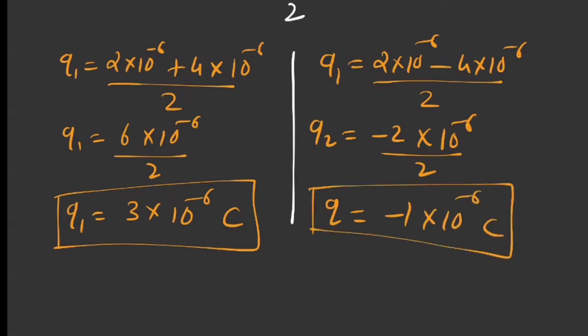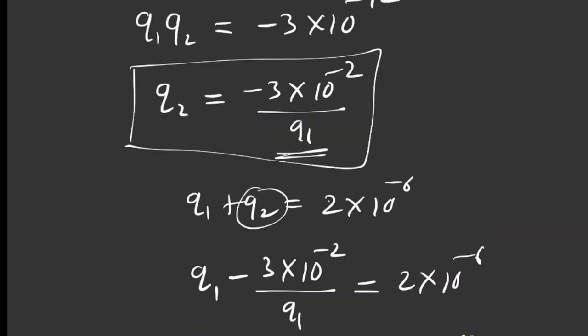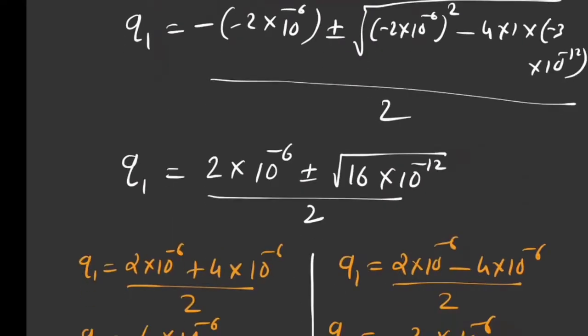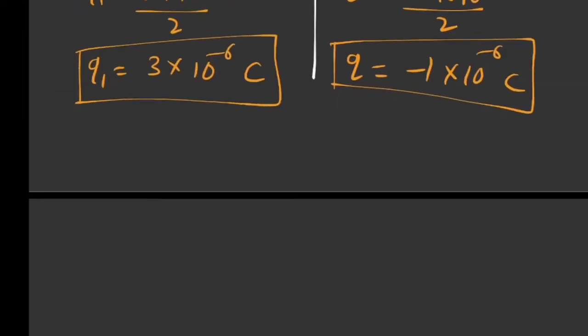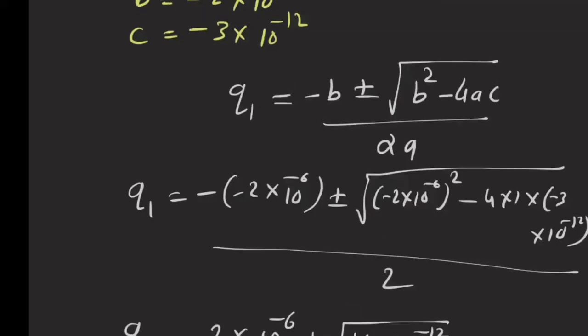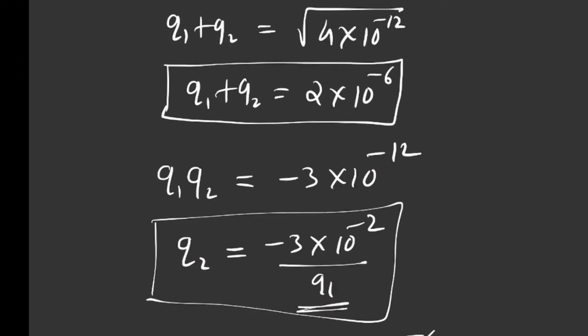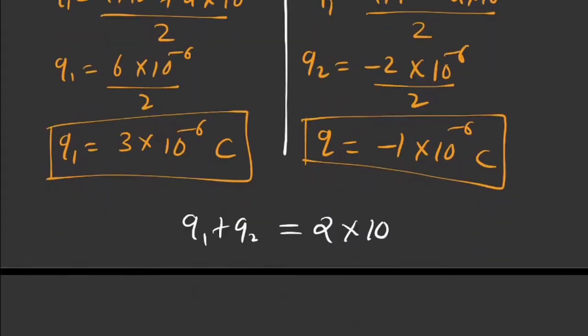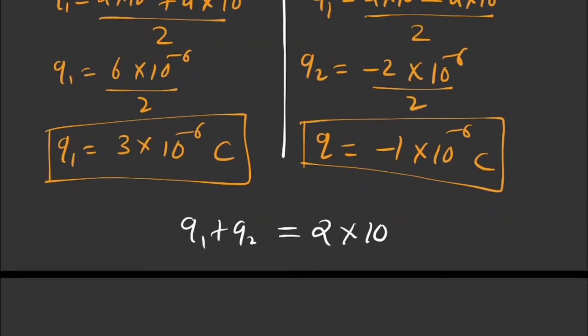Okay. Now substitute the values of q1 and q2 in this equation. So what is q1 plus q2 we have? q1 plus q2 is equal to 2 into 10 to the power minus 6, isn't it? So now substitute here, 2 into 10 to the power minus 6.